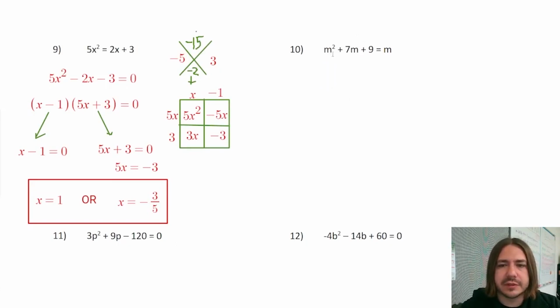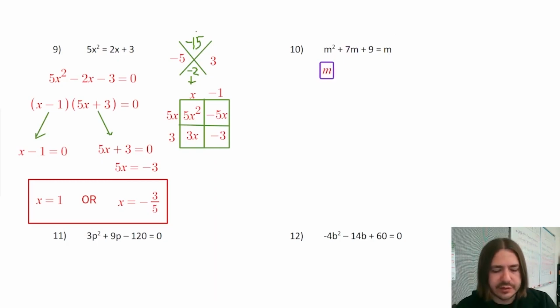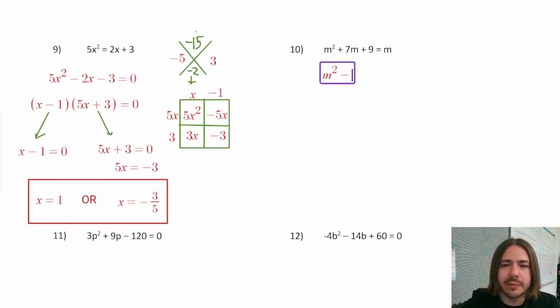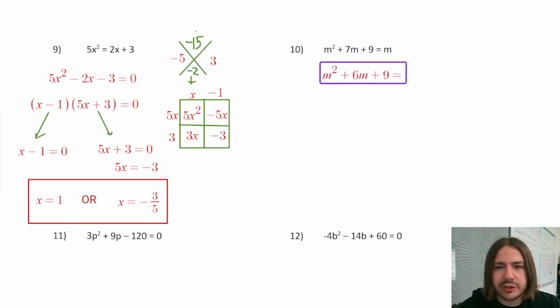10 is not set equal to 0, so we do need to do that. I'm going to subtract m from both sides. That is going to affect this 7m. When I subtract m from that, 7m minus 1m is going to be 6m. Oh, actually, this one doesn't have a leading coefficient. That's not 1, so we could take the shortcut on this one. So I take that back. We'll do the X box method on the next one.